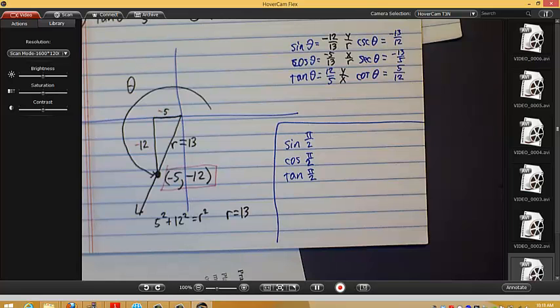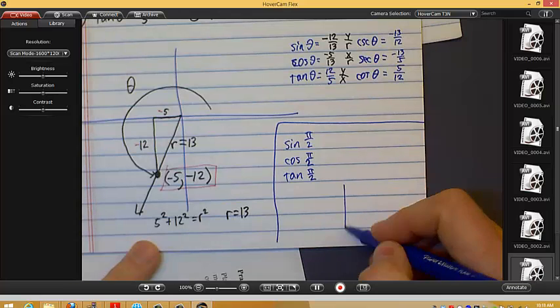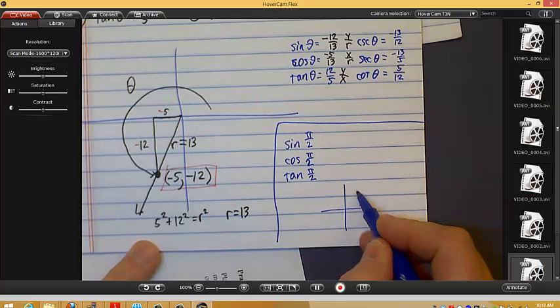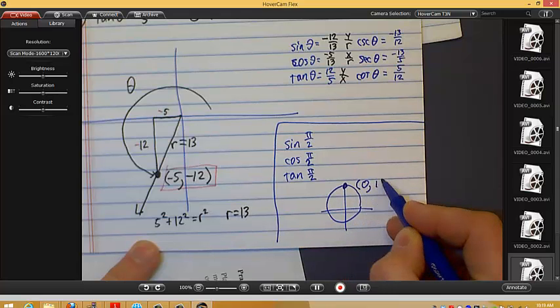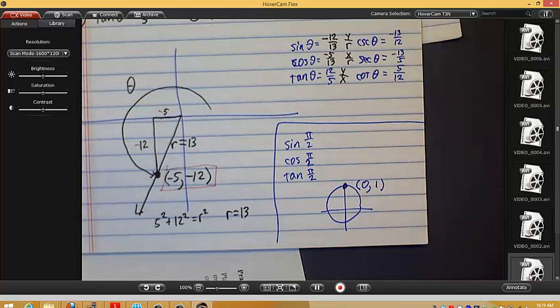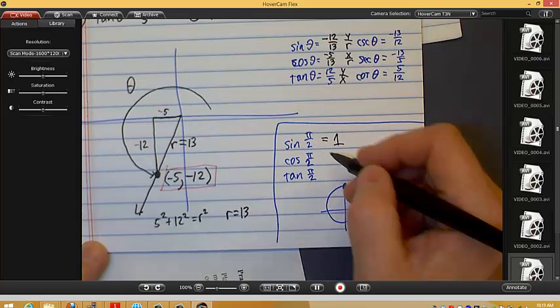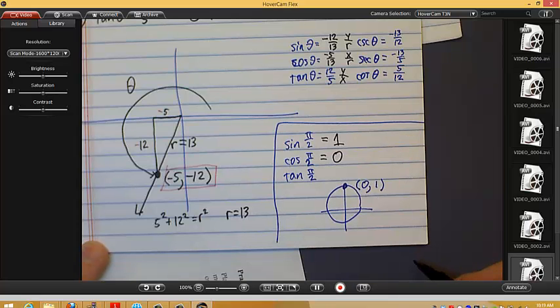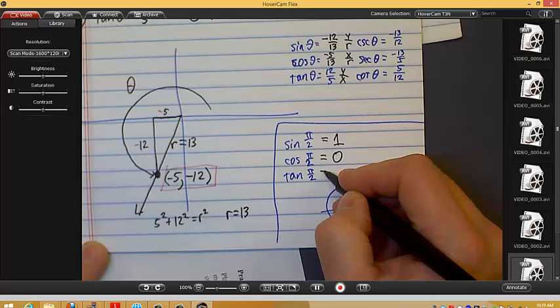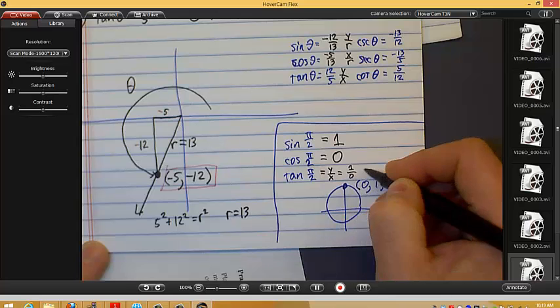The tangent, right? When you're talking pi over 2, the picture is that's 90 degrees, so I'm up here. And what are the coordinates of that point? 0 and 1. So the sine of pi over 2 is 1. That's no problem. The cosine of pi over 2 is 0. That's no problem. It's the tangent that gets me in trouble here, right? Because I'm trying to do y over x. So I do 1 divided by 0. That's undefined.